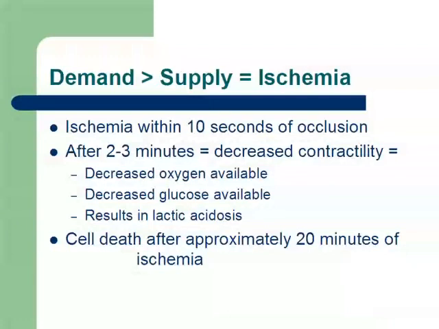Keep in mind the Krebs cycle. Remember back in chemistry when you did the Krebs cycle, or anatomy and physiology. In the presence of oxygen, you get 6 ATP that are formed. In the absence of oxygen, you only get 2 ATP, and then you go into lactic acidosis.